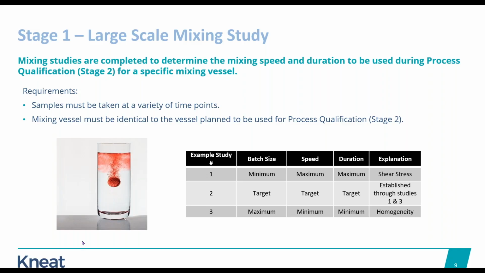I also have a table here that shows example studies that are used in the pharmaceutical world. So I'll just walk through each of these. The first study is where we have the smallest batch size that we mix at the highest speed for the longest amount of time. This type of study will test shear stress. Typically there's the validation representative in the room when these studies are taking place.